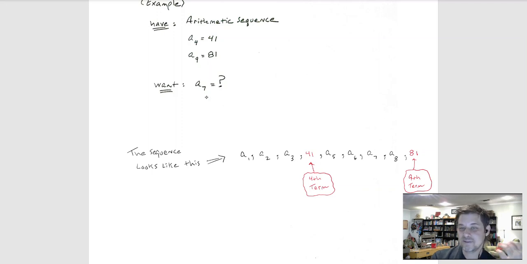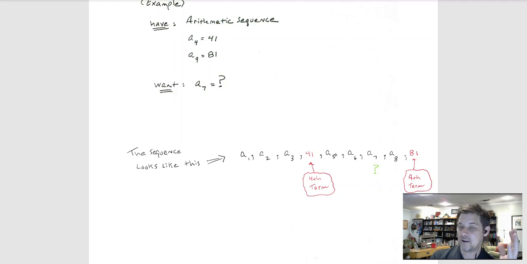And I want the seventh term, all right? I want this one. So how am I going to do that? Well, think about how this sequence should work. We have to find a way to use what we know to figure out what we want.